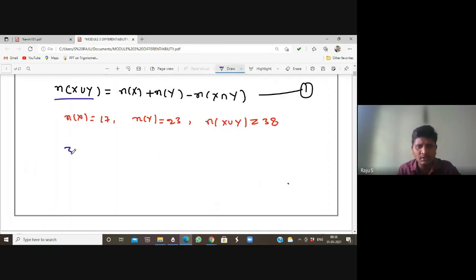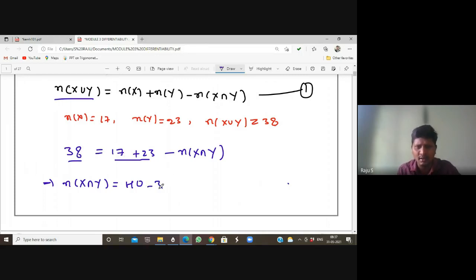So 38 is clearly equal to n of X, which is 17, plus 23. But they are asking n of X intersection Y. Do one thing. This X intersection Y, take left side. Negative becomes positive. So this is equal to 17 plus 23, which is 40. Is it right? So this 38, you can take right side, minus 38. I'm taking n of X intersection Y as left side, 38 is right side. 40 minus 38 becomes 2. So n of X intersection Y is equal to 2.